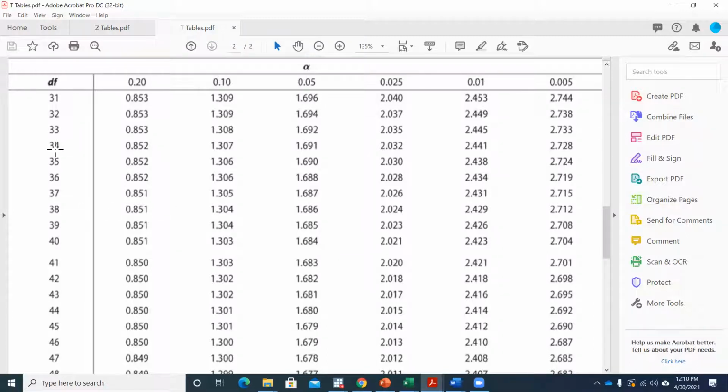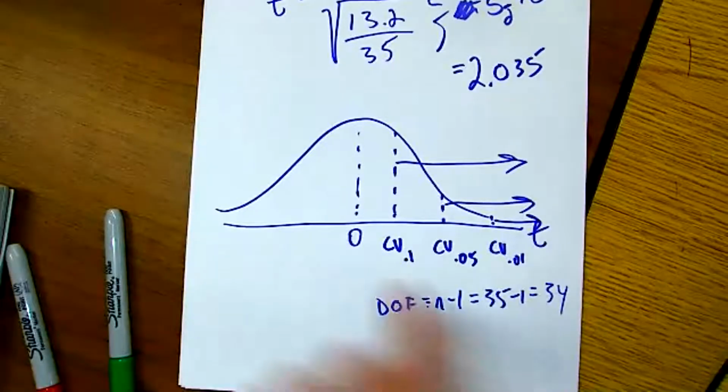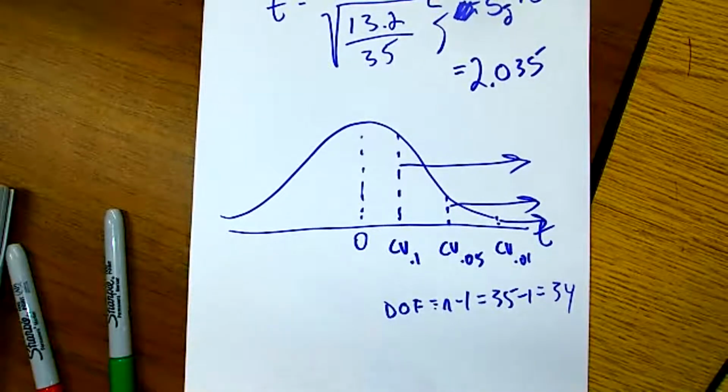All right, so with degrees of freedom of 34, 0.1, 0.05, and 0.01 were the 3 areas we want in the tail. So 1.307, 1.691, 2.441 would be our critical values there. Now, if this was a left-tailed test, I would do this the same way, but these critical values would just be negative. For a left-tailed test, the critical values are coming from the left side of the distribution, which would be negative values, because it would be below 0. So you could look up critical values here.